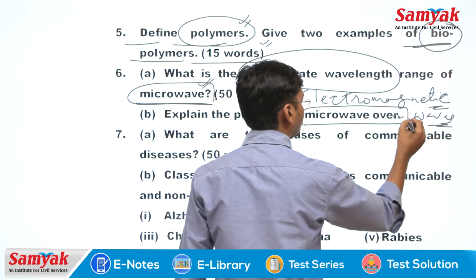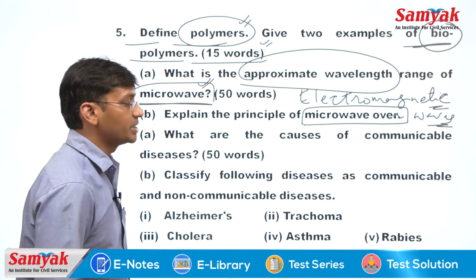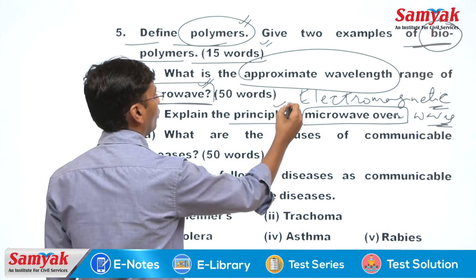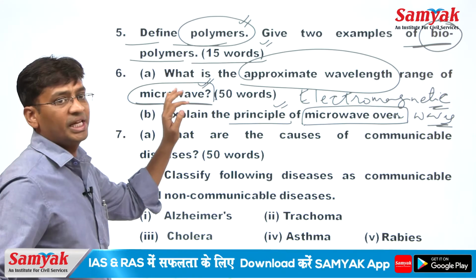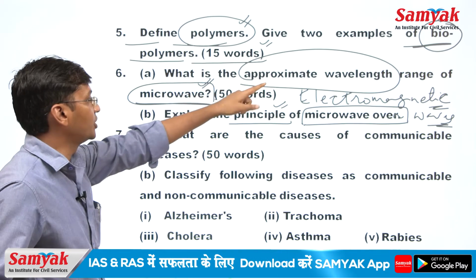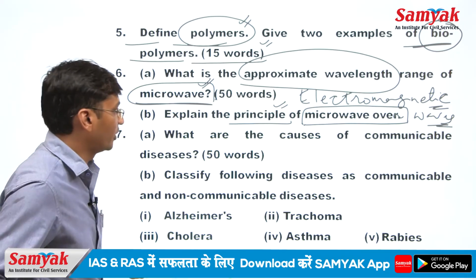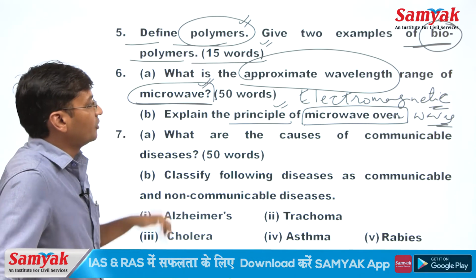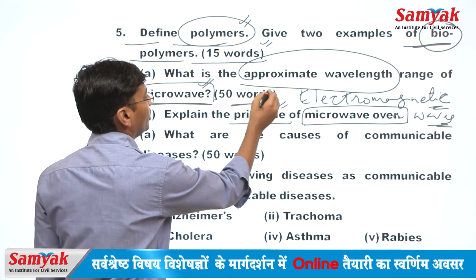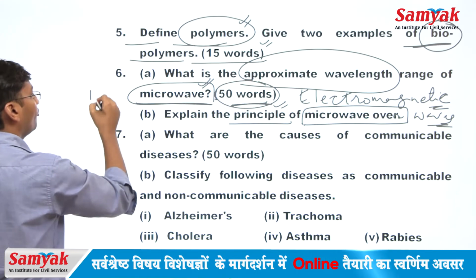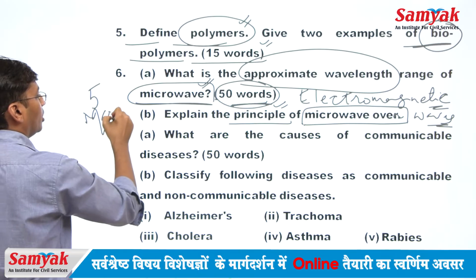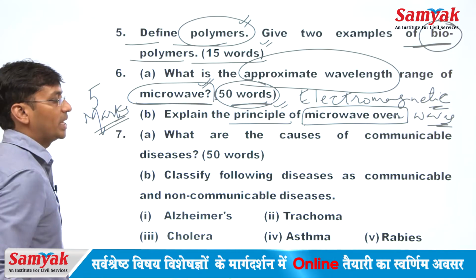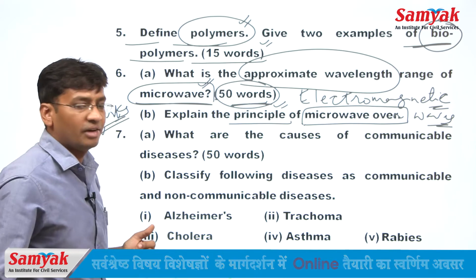So, this is a basic question. You have to answer the basic principle of the microwave oven, and in the first question they have asked you about the wavelength range, and that is the range of microwave. Here this question you have to answer in 50 words, okay, and this question carries a weightage of 5 marks. All those questions which are to be answered in 50 words carry a weightage of 5 marks.